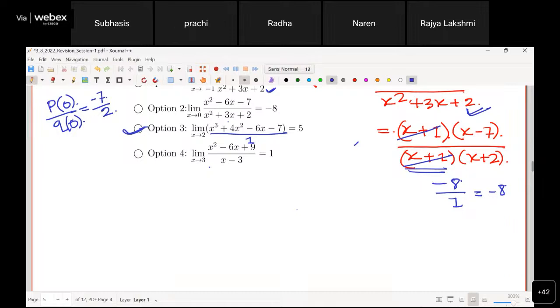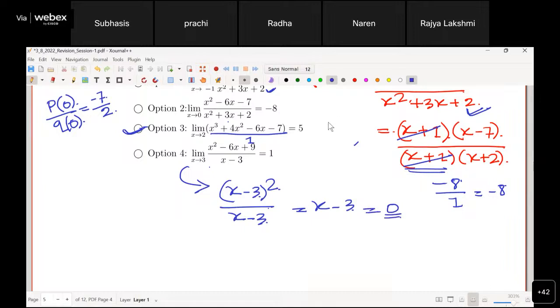So similarly for option 4, you can see you are again in trouble because if you substitute 3 here, then you are getting 0, right? So again, you need to factorize it. If you factorize, it's basically x minus 3 whole square, right? And the below one is x minus 3, right? So then basically we are getting x minus 3. And if you substitute, then what you will get? You will get 0.